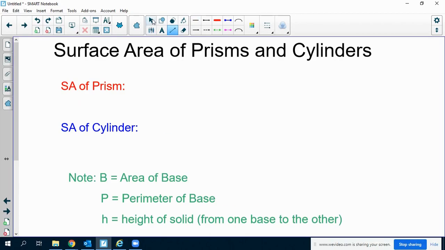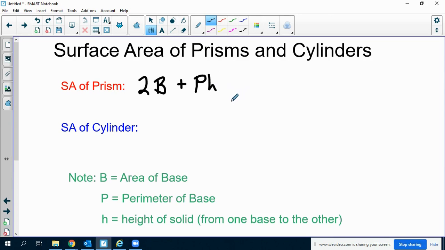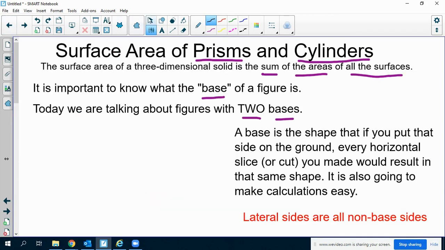Now, surface area of prisms and cylinders. The surface area of a prism is 2 times the area of the base plus the perimeter of the base times the height. And let's go back and make sure we understand why.